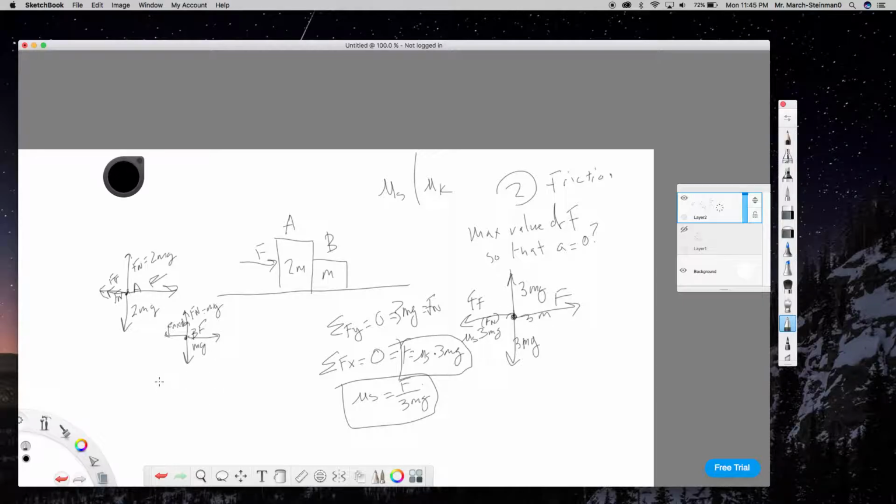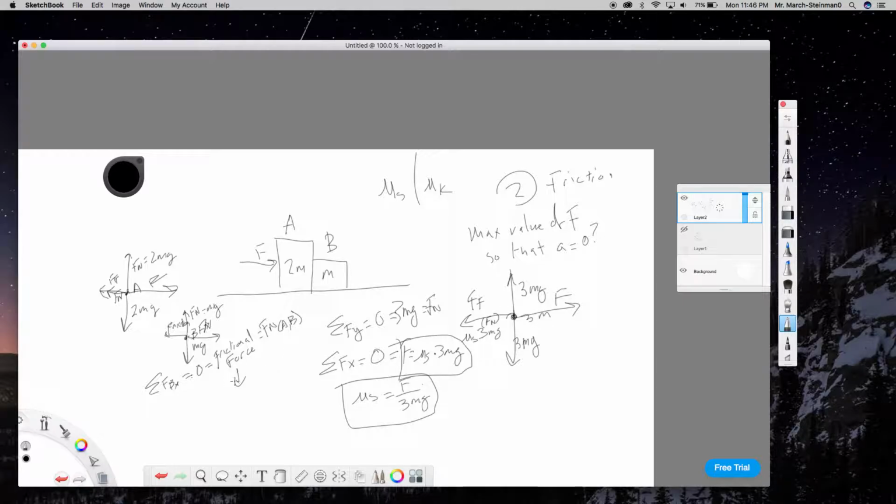Well, let's start with B this time. So the sum of the forces on B, in the x direction, because the y direction cancels out, is going to equal 0, because we're assuming we're in static equilibrium. So 0 is equal to my applied force, which we don't know yet, plus some normal force, equal to my frictional force. Fn from A to B.